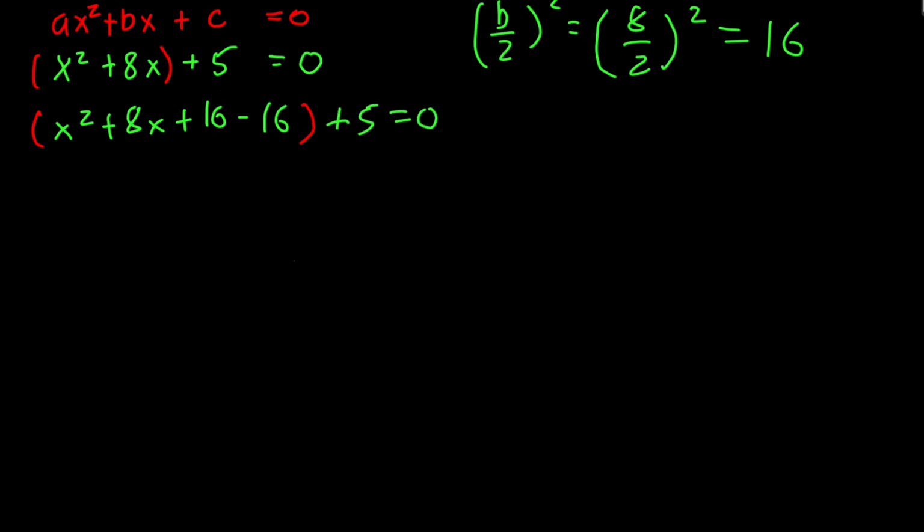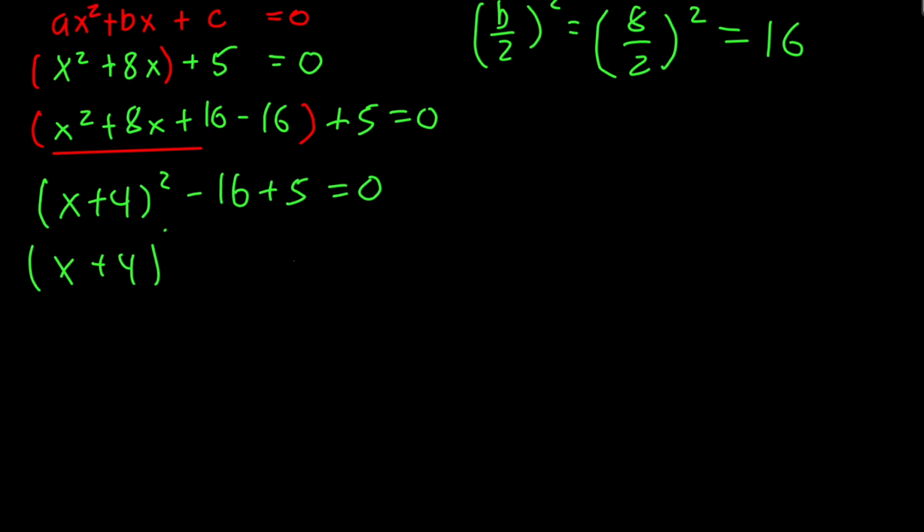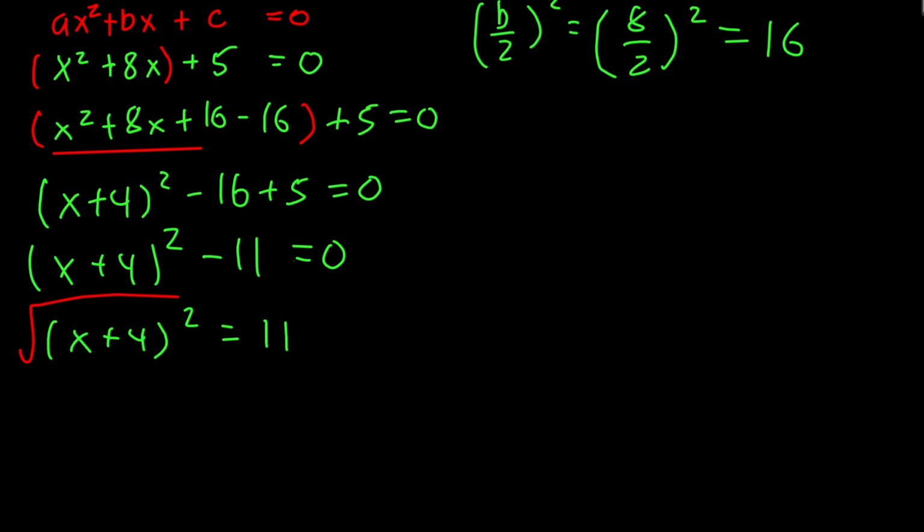So you can notice in the first three terms, it's a perfect square trinomial, so I can factor it. x plus 4 squared minus 16 plus 5 equals 0. I can collect the like terms, so minus 11 equals 0. I bring the minus 11 to the other side, and I'm left with x plus 4 squared equals positive 11. So to get rid of this square, I'm going to square root both sides.